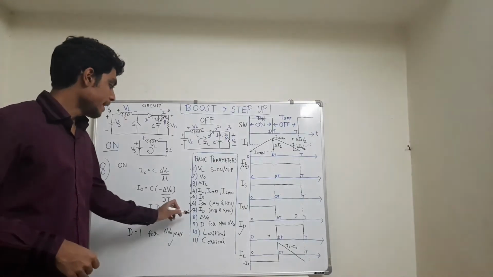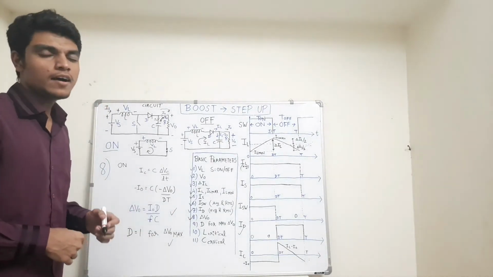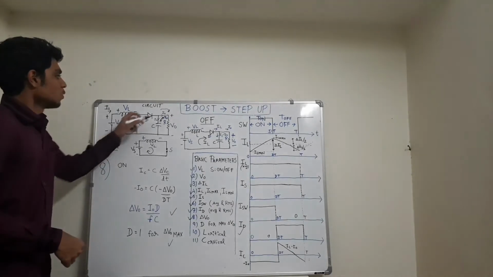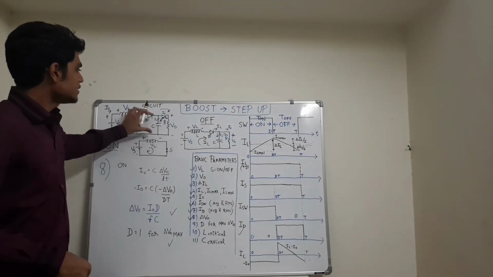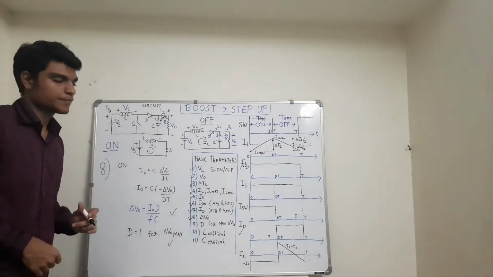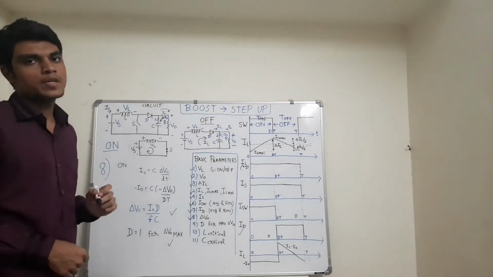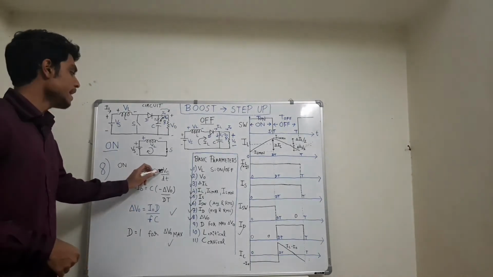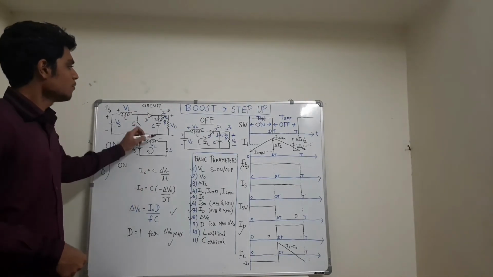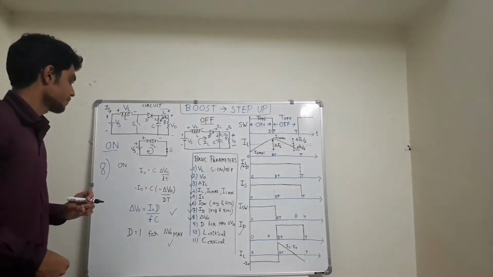Now we will see the 8th parameter, that is delta V naught, ripple in the output voltage. The output voltage appears across the load with the help of the capacitor. Now we will use the charging equation of the capacitor, I_C equals C delta V_C upon delta T, to find the ripple in the voltage due to the capacitor.